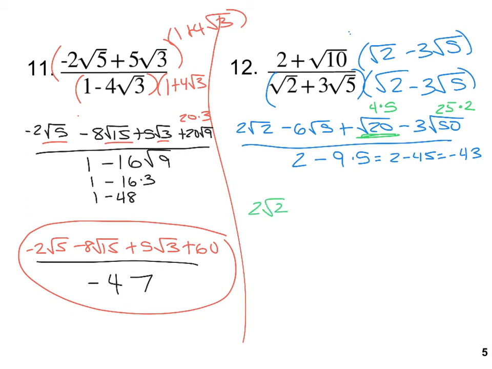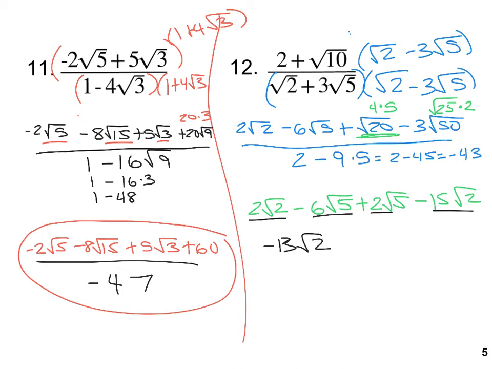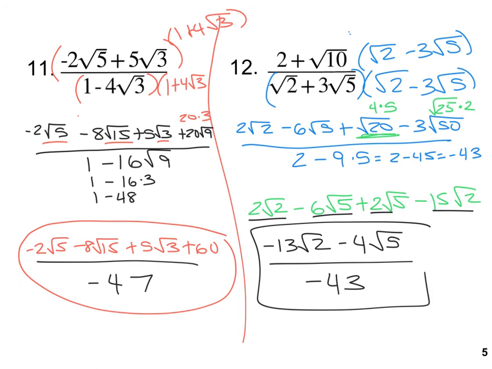So we got the 2 root 2 minus 6 root 5. Square root of 4 is 2 root 5. And then 5 times, this is the square root of 25 is 5 times 3 is 15 root 2. So then we can combine those together, negative 13 root 2. And then the 6 and the 2 gives me negative 4 root 5 all over negative 43. That was a 13. And that's it. I say that's it, like no big deal. I know there's a lot to keep track of here.